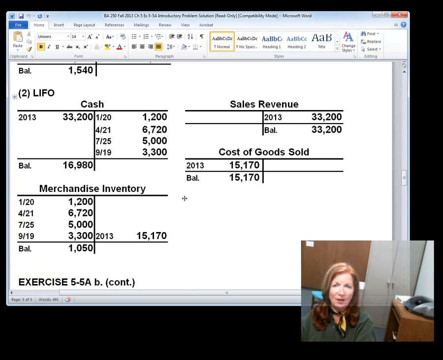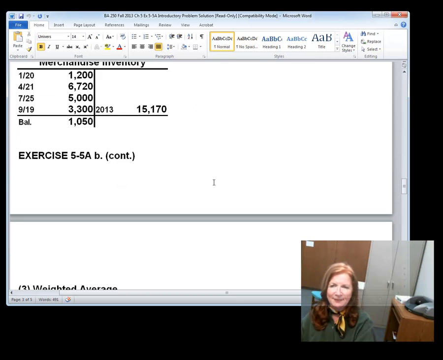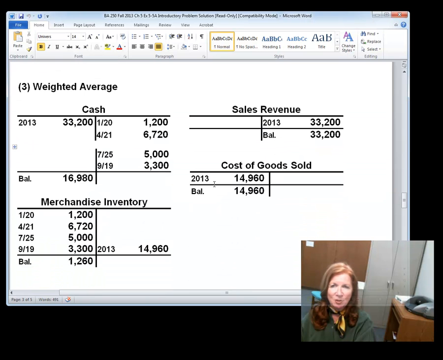Here's LIFO. Here's cash and merchandise inventory, sales revenue, and cost of goods sold. And you're going to post those transactions to these T accounts just the same way you did in Chapter 4, and as is demonstrated on page 213. Now, as we continue, here's weighted average. Again, it looks exactly the same, so you'll post those. You're just going to be getting some different balances in these accounts.